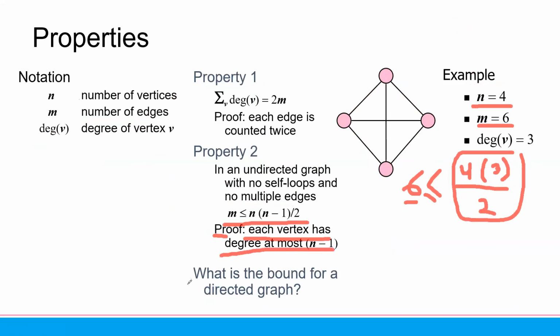So if we have the directed graph, what is the bound? Okay, you can have the idea. If it is a directed graph, it depends on the arrow. We call it a directed graph because there is a direction. If we have the directed graph, we can just divide by 2 for this one.